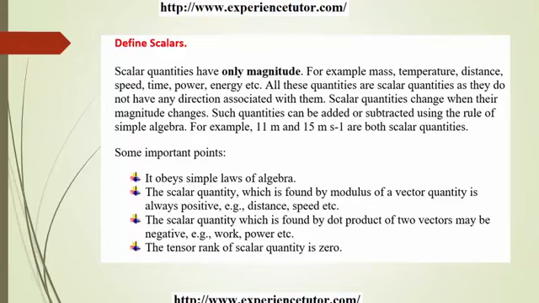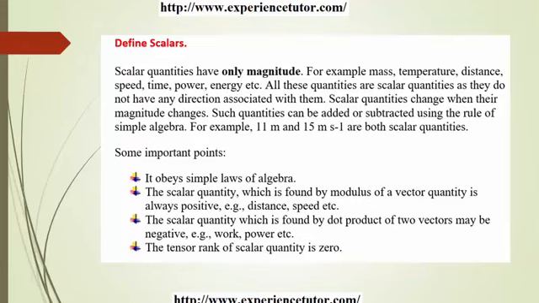Define scalars. Scalar quantities have only magnitude. For example, mass, temperature, distance, speed, time, power, energy, etc. All these quantities are scalar quantities as they do not have any direction associated with them. Scalar quantities change when their magnitude changes. Such quantities can be added or subtracted using the law of simple algebra. For example, 11 meter, 15 meter per second, both are scalar quantities.